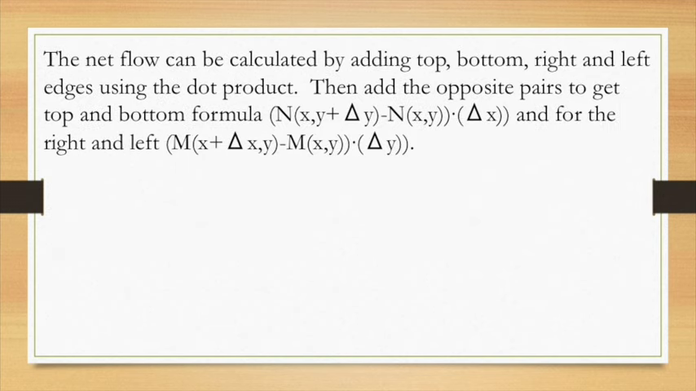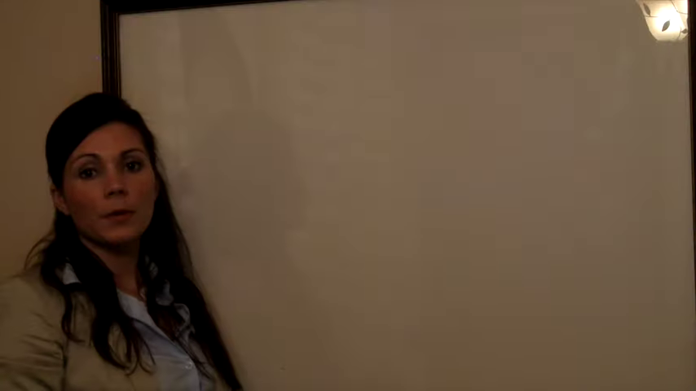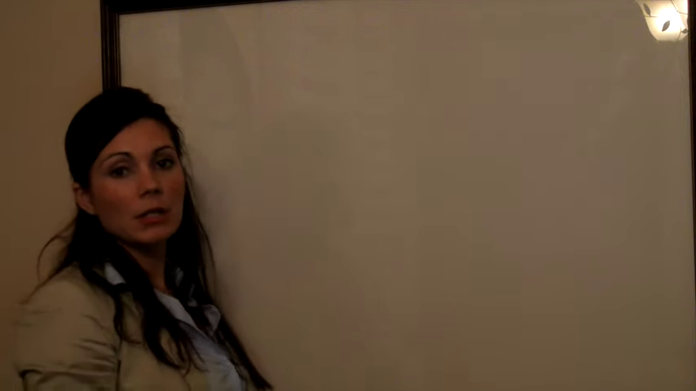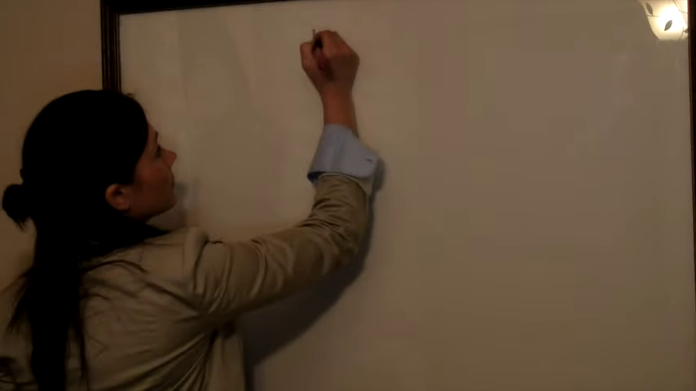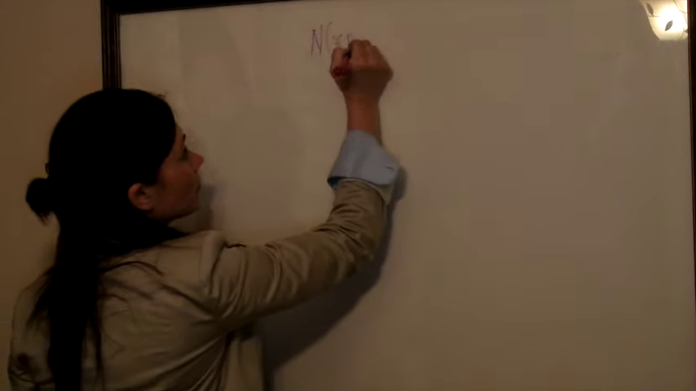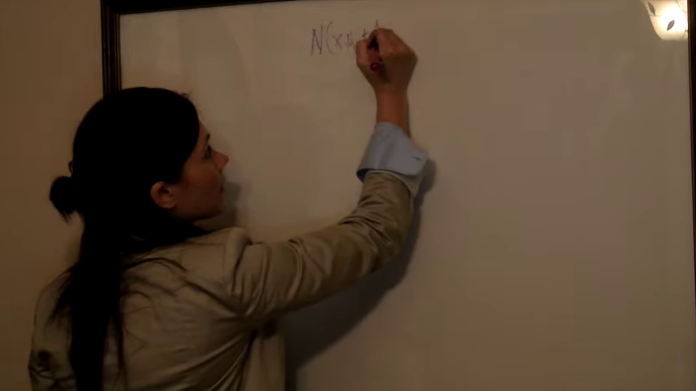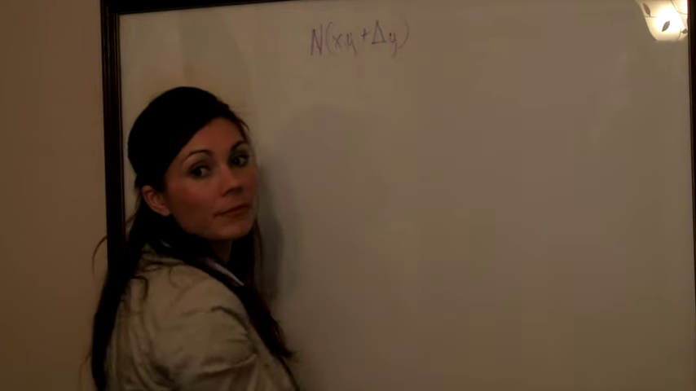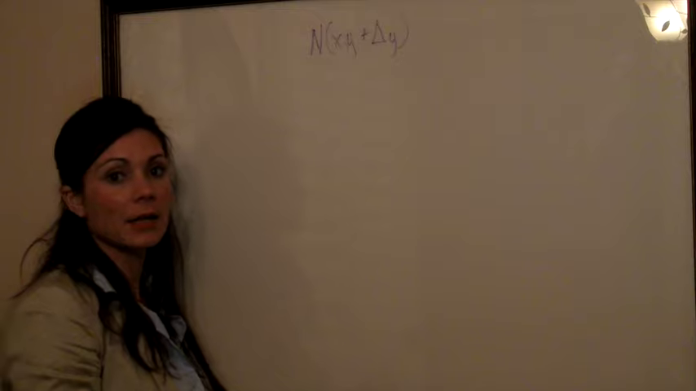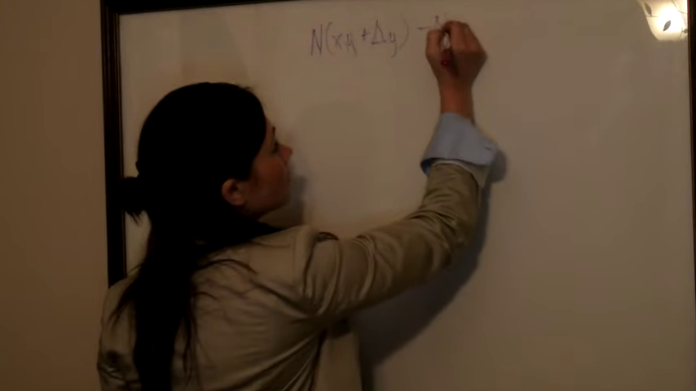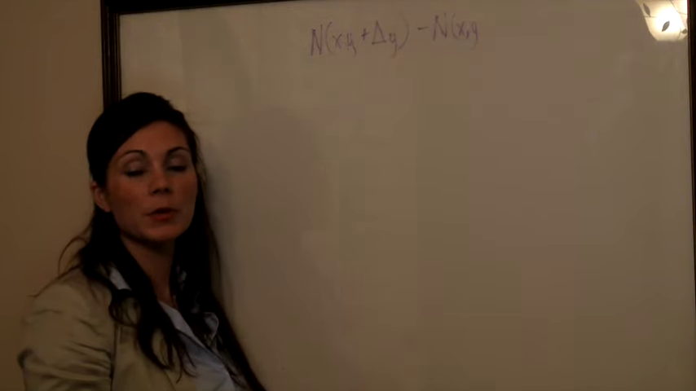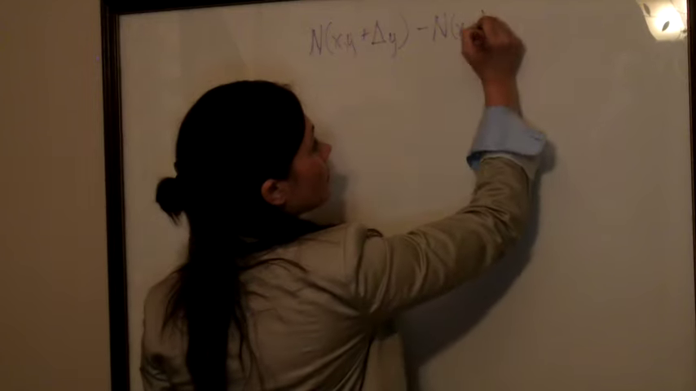The net flow can be calculated by adding up the top, bottom, right, and left edges using the dot product. In order to do this, we have to add the opposite pairs to get the top and bottom of the formula. So we're going to have N(x, y plus change in y), and then we're going to subtract this from N(x,y), and we're going to multiply that by our change in x.